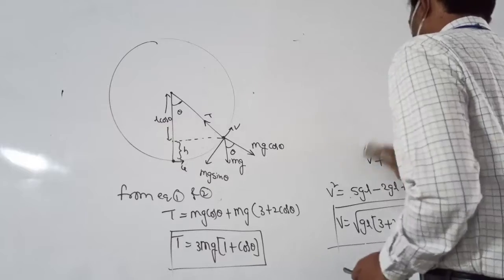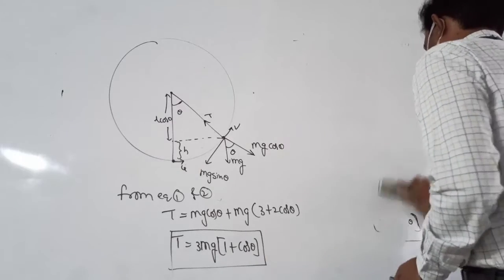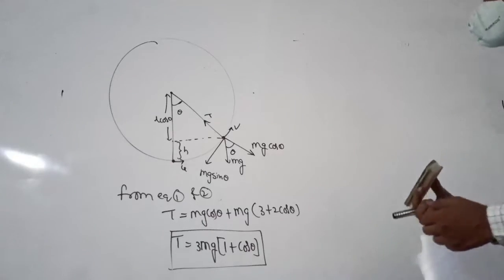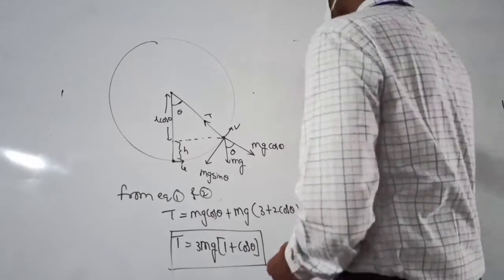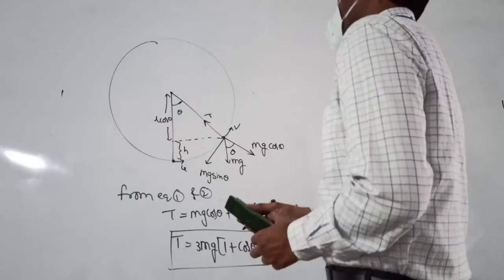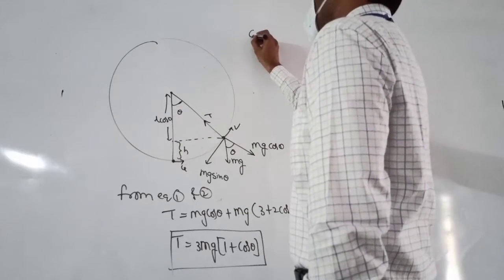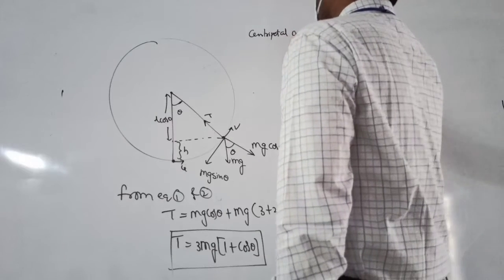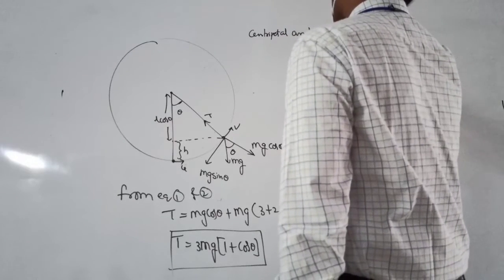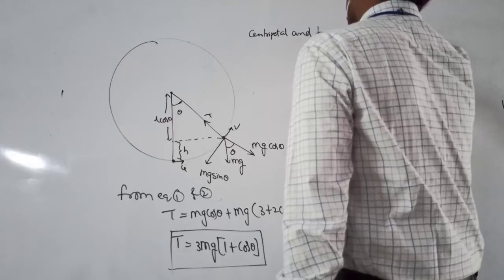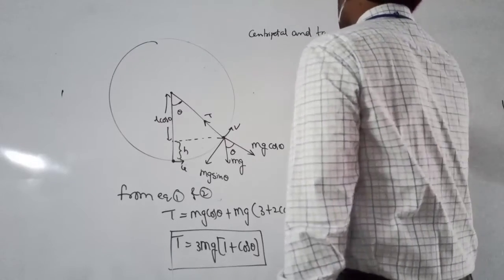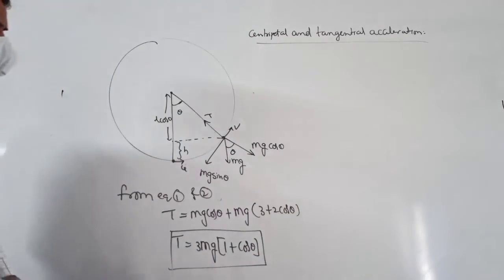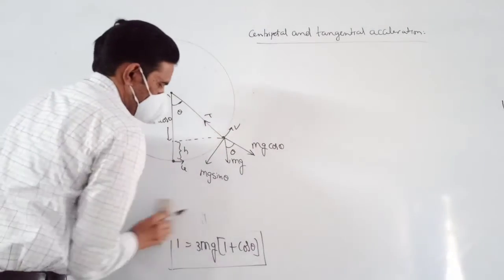Next let us write about acceleration, acceleration at different points. Centripetal and tangential accelerations. Means just these values at different locations. Now I am taking the general case, when the bob is at some position theta. Now from here itself I am writing these equations.